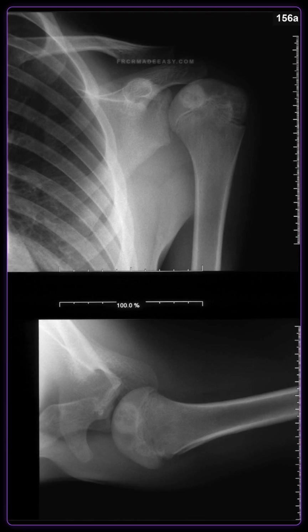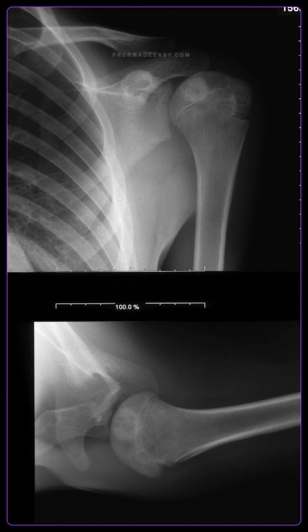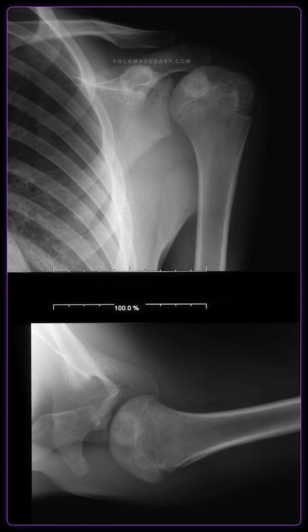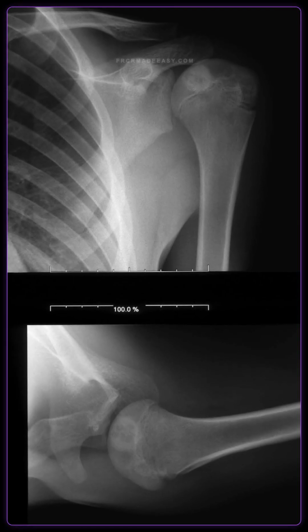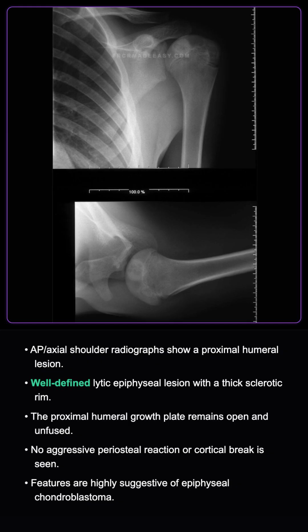A 15-year-old male presents with progressive shoulder pain. I'm showing you the anteroposterior and axial radiographs of the shoulder. Describe the findings. All right, let's take a look.